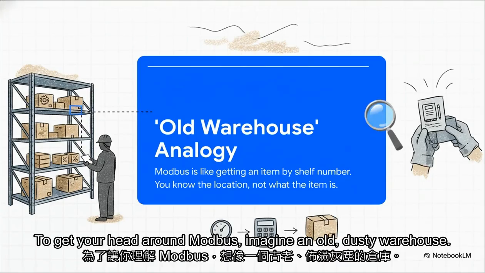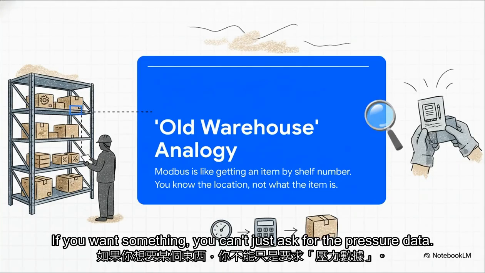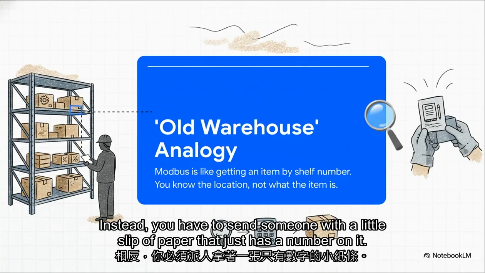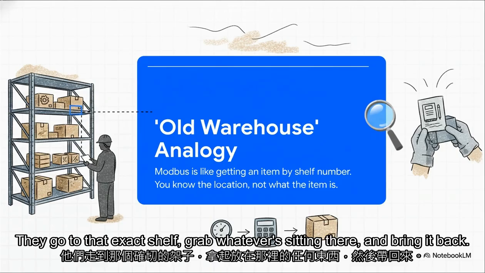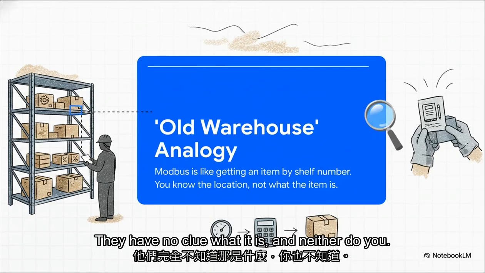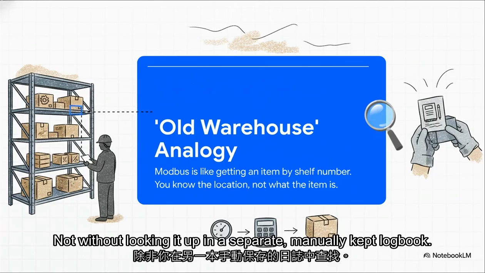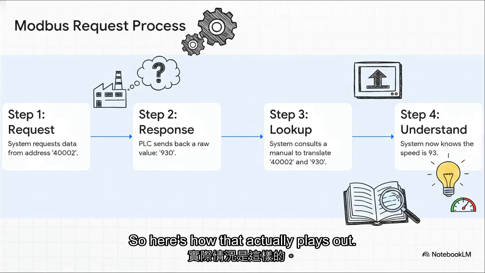Right. To get your head around Modbus, imagine an old, dusty warehouse. If you want something, you can't just ask for the pressure data. Nope. Instead, you have to send someone with a little slip of paper that just has a number on it, a shelf number, like 4002. They go to that exact shelf, grab whatever's sitting there, and bring it back. They have no clue what it is, and neither do you, not without looking it up in a separate, manually kept logbook. So here's how that actually plays out.